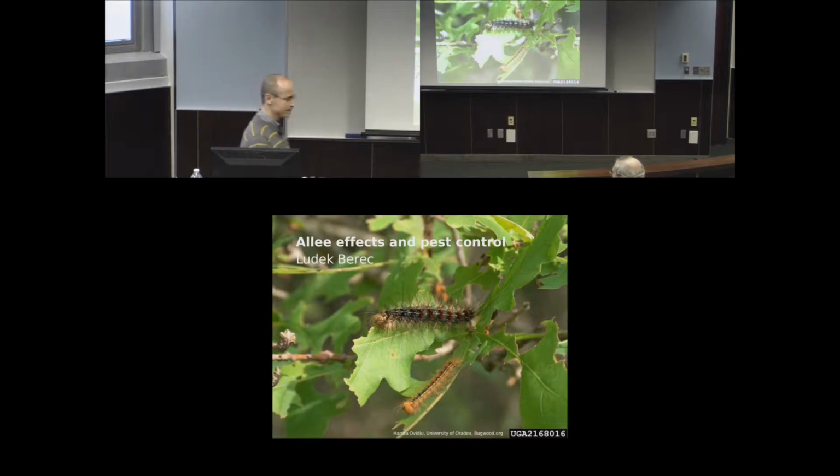So my talk stems from my recent work on Allee effects and the hypothesis to use them for pest control. This is a larva of gypsy moth, a very well-known pest here in the United States, and part of my work will be devoted also to possibilities of how to control this species.